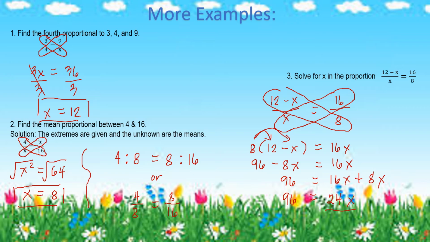To solve for x, divide both sides by 24. Therefore, x is equal to 96 divided by 24, which is 4. So x is equal to 4.